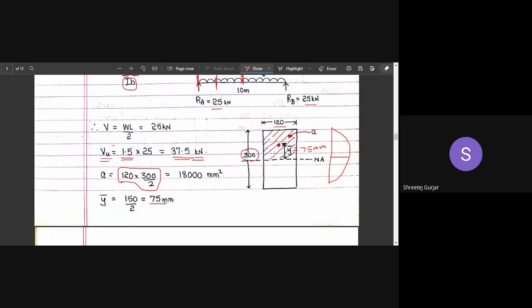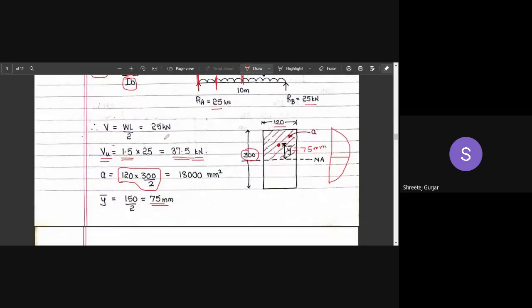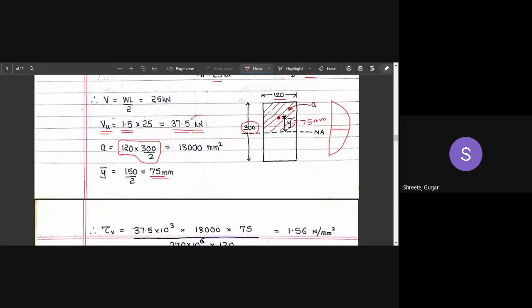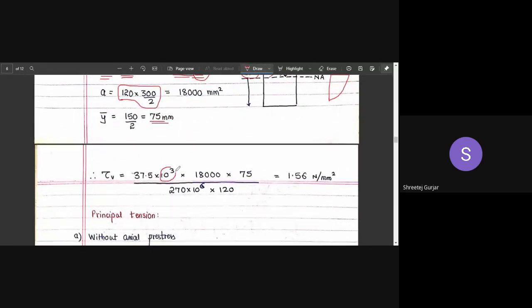Okay, so Y bar we have written. Now we have all the things required to substitute in this tau V formula. Remember to take care of your units. It is in kilonewton, so don't forget to convert it to newtons. Okay, so we have converted to newtons. V A Y bar by I B, we have substituted, and we have got tau V as 1.56 Newton per mm squared.